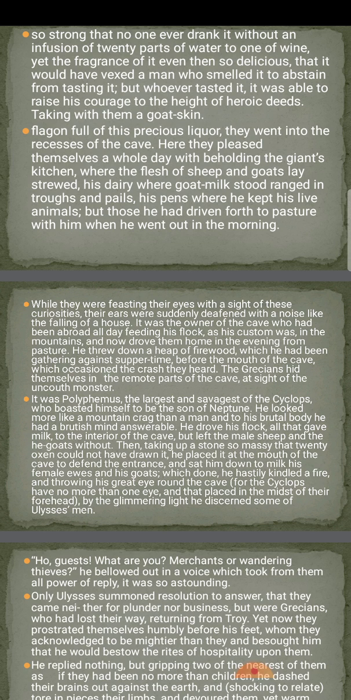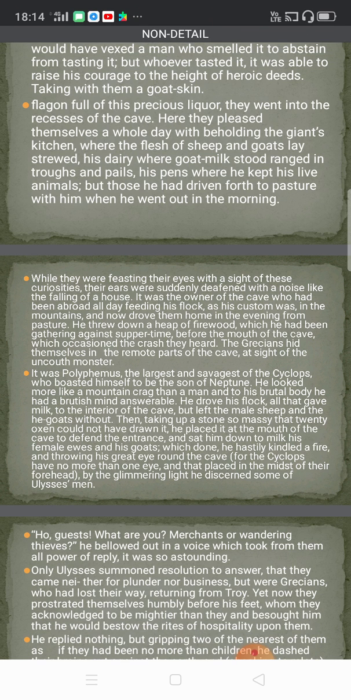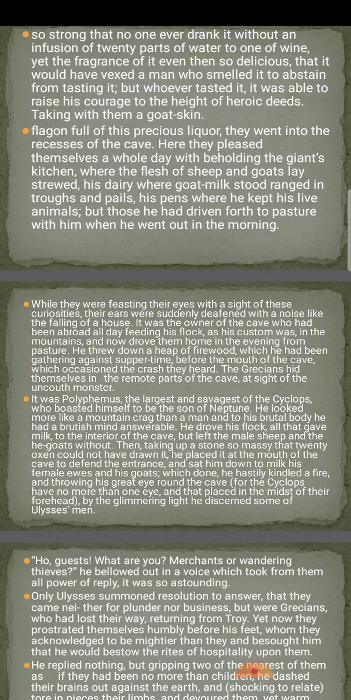The Grecians hid themselves in the remote parts of the cave at sight of the uncouth monster. Look here, this Ulysses and his men, they entered inside the cave and they were searching, and they found where he has kept everything, his kitchen, all. They found that all the animals' flesh was spread and kept, and wine also, they saw everything tempting. Suddenly the monster entered. Monster means that giant entered with his sheep, and the sheep went to a particular specific place, and then they stayed.